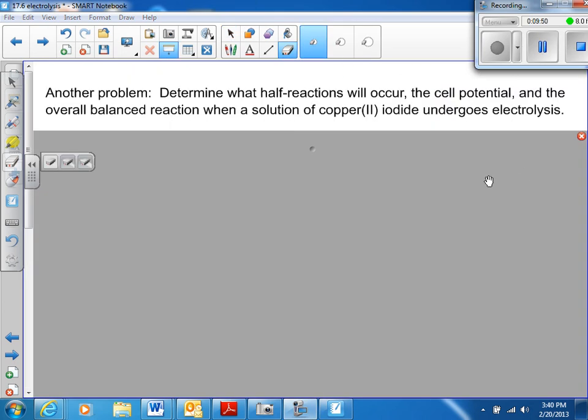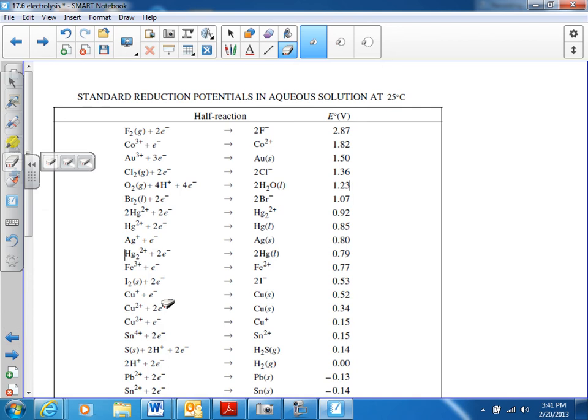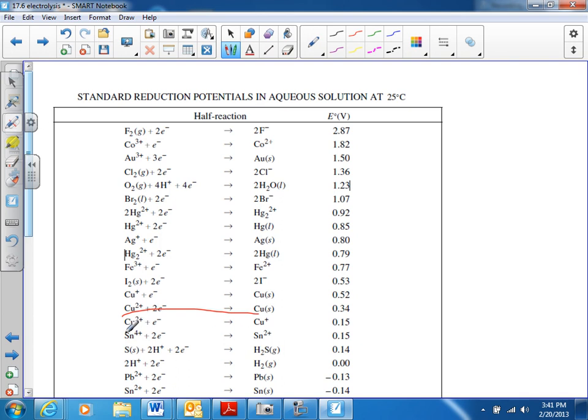Okay, so this time we've got copper 2 iodide. Again, we have to figure out what are the possible half reactions that could occur. So you better take out your standard cell reduction potential sheet. Pause this now if you don't have it yet. We've got copper 2 iodide, so we're looking for anything that has copper 2 in it. Oh, there's one, there's one. Copper 2 or iodide. Oh, I see an iodide. Or water. There's a water.